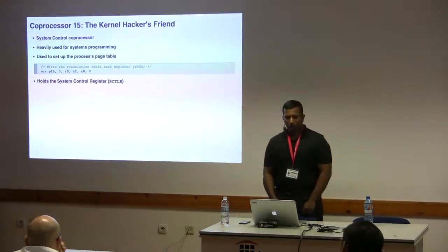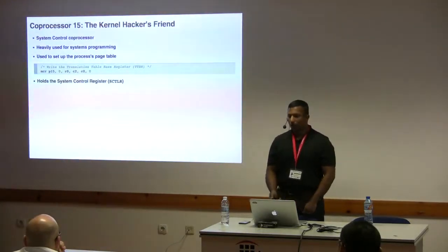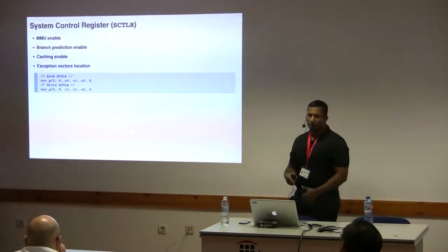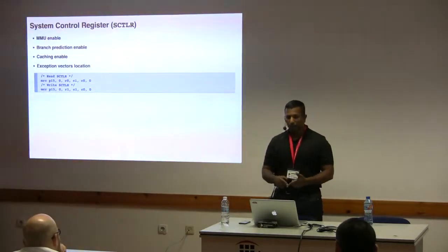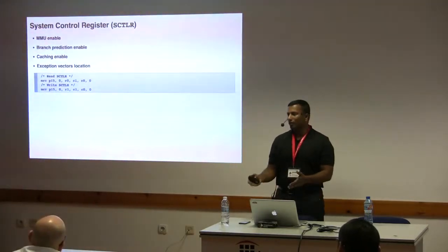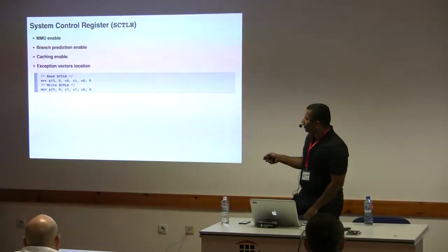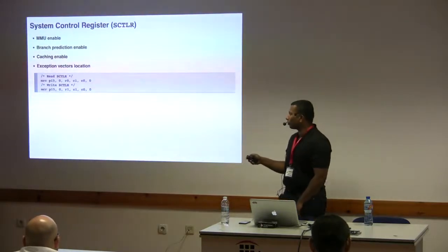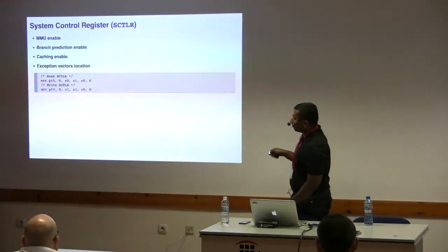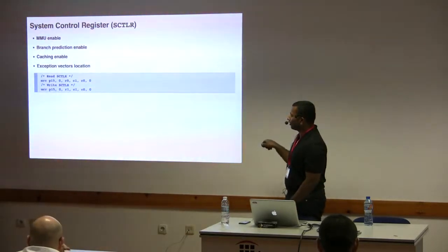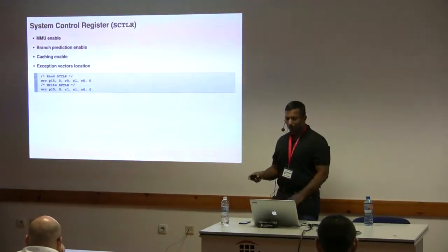Another thing that Coprocessor 15 holds is the system control register, and that's pretty important because this is how you enable the MMU, and it's also how you enable branch prediction and caching. It's also how you tell the processor where the exception vector table is going to be. And you use that with these instructions. Again, you'll basically just look at the ARM docs. To read from it, it's move to register from coprocessor. And then to write, it's move to coprocessor from register. Basically, you look at the docs to figure out what numbers, but these are the numbers that you need for the coprocessor stuff.